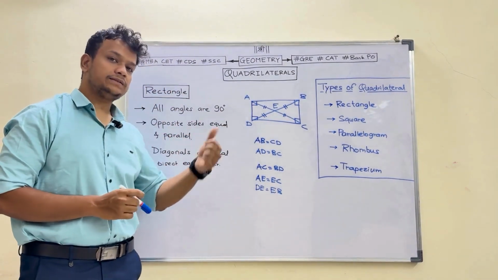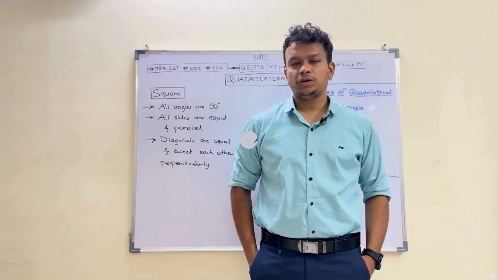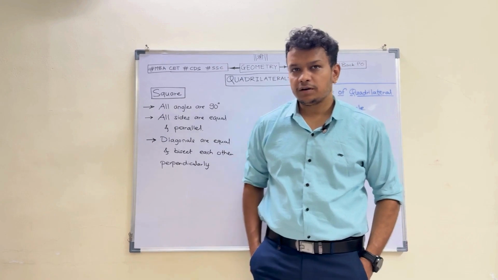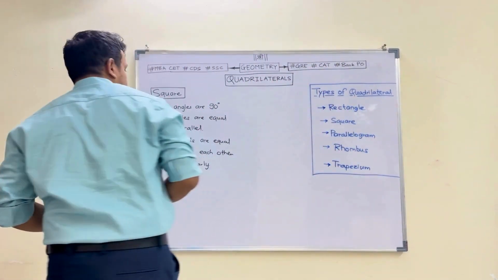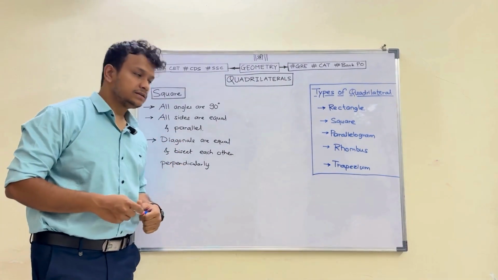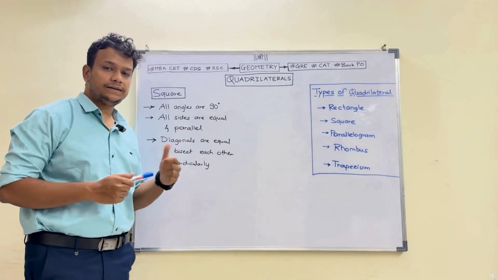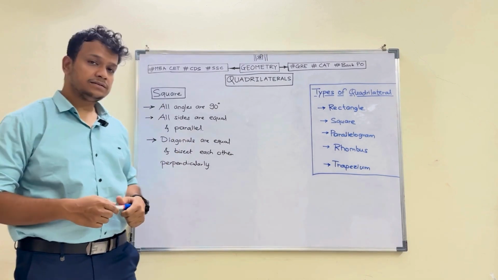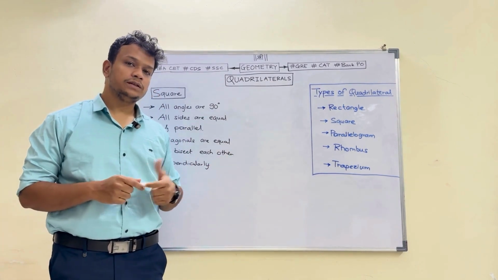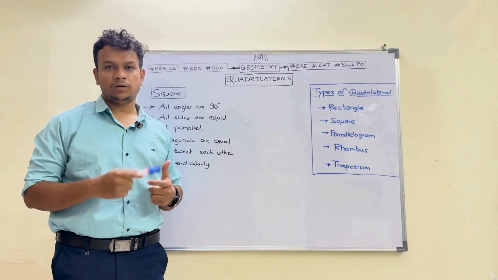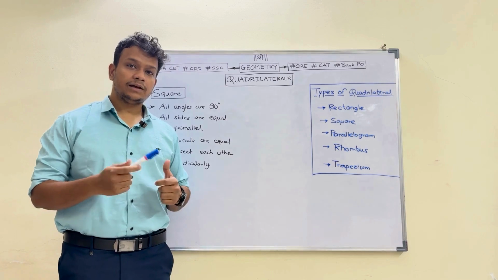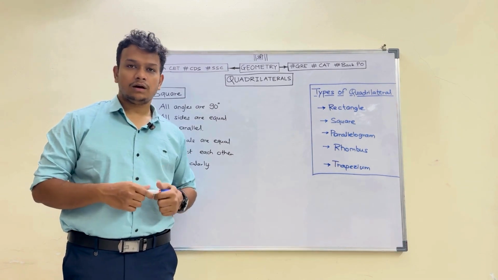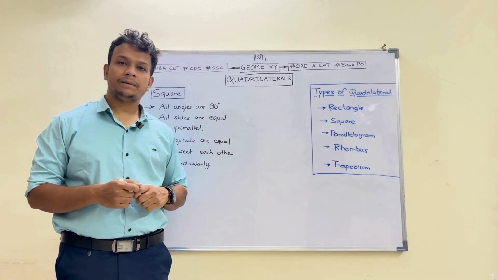Now we'll move to the next type of quadrilateral, which is square. So what is a square exactly? A square has these three primary properties. First one is all angles are 90 degrees. The second property tells us all the sides of a square are equal and opposite sides are parallel to each other. The third property tells us the diagonals of the square are equal and they bisect each other perpendicularly.